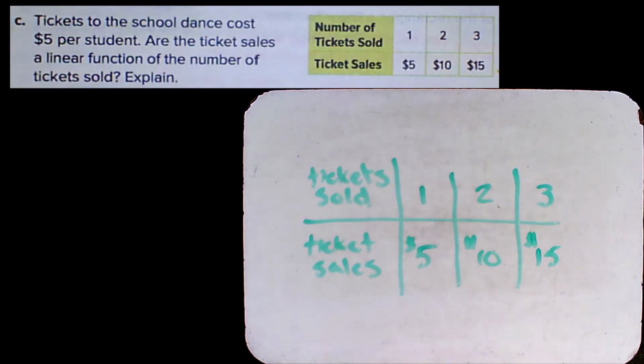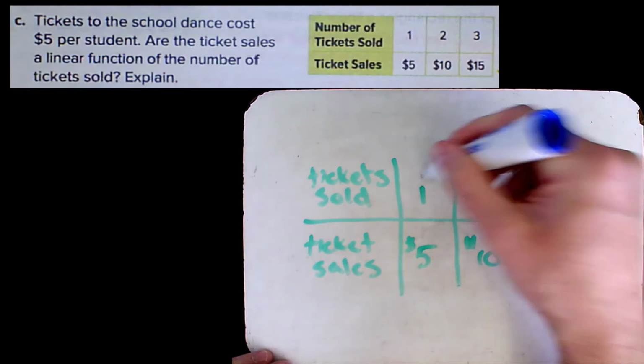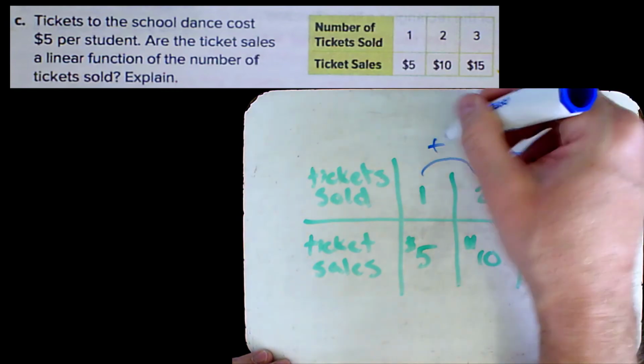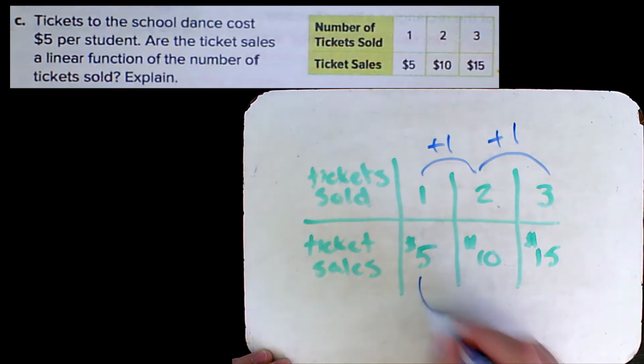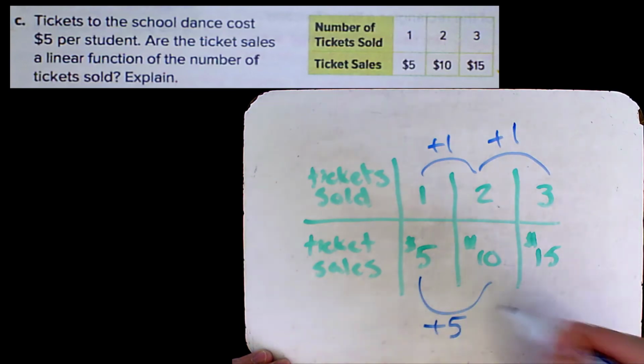So here I've got my problem written down. Tickets sold on top, that's our domain, and ticket sales on the bottom, that's our range. And so we've got 1, 5, 2, 10, 3, 15. Now the only thing we have to do is decide if we have a constant rate of change or not. So if I look at my top, I've got plus 1, plus 1. Down here I've got plus 5 and plus 5.